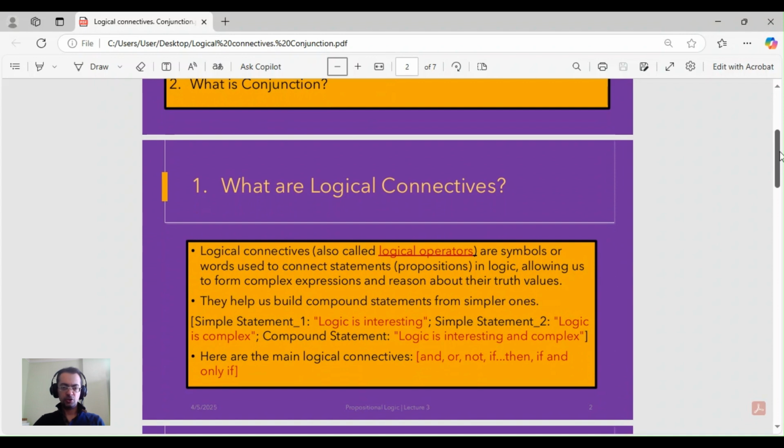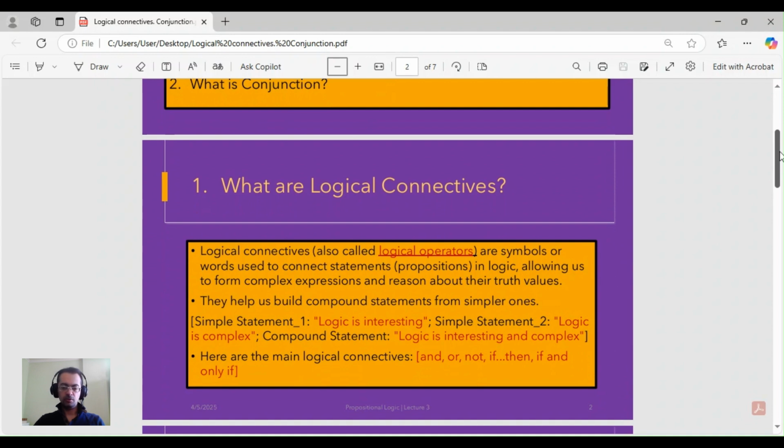Here is the definition. Logical connectives, also called logical operators, are symbols or words used to connect statements or propositions in logic, allowing us to form complex expressions and reason about their truth values. They help us build compound statements from simpler ones.